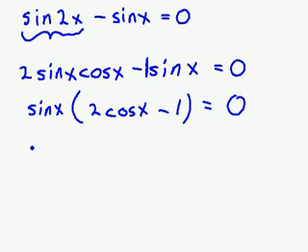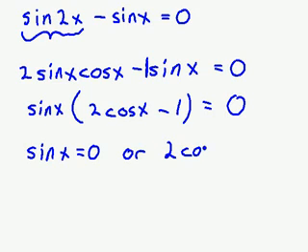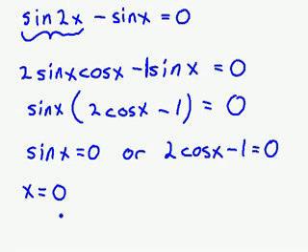Okay, at this point set both factors equal to 0. Sine x equals 0 or 2 cosine x minus 1 equals 0. Okay, if you solve sine of x equals 0 for values between 0 and 2 pi, you'll get x equals 0, but also x equals pi.